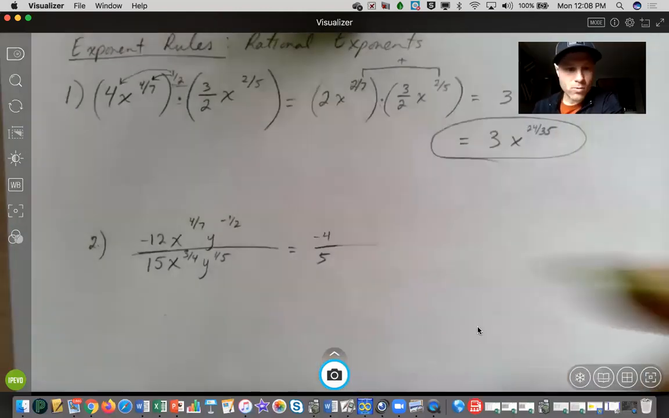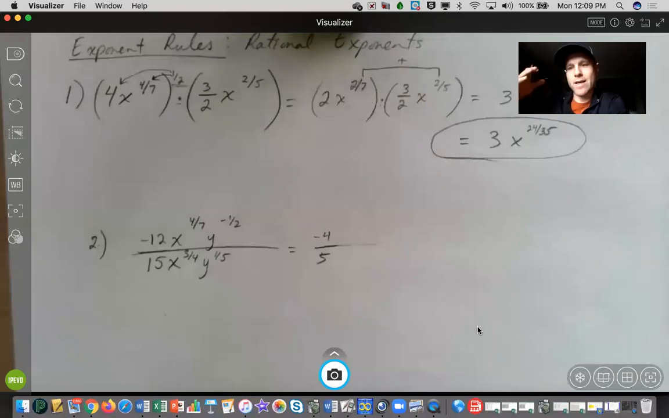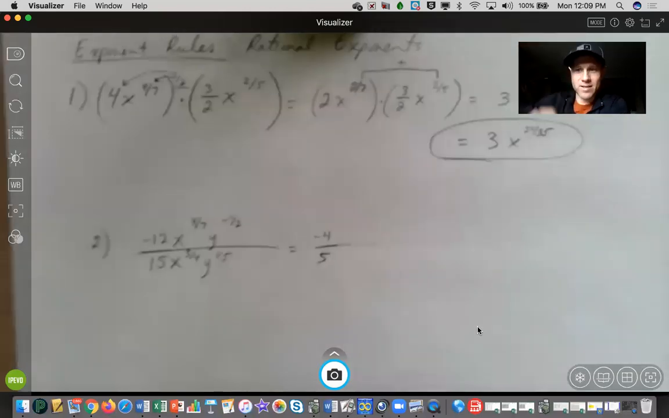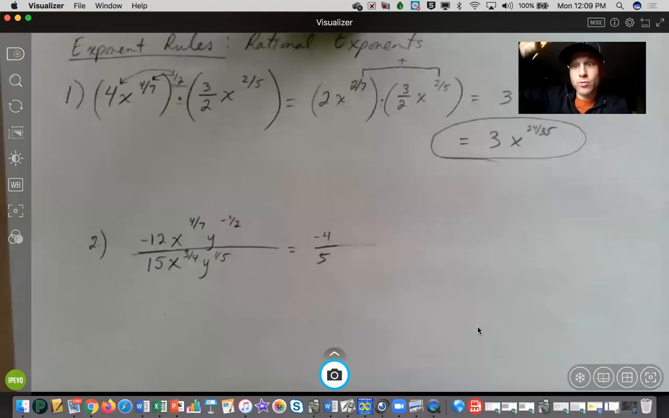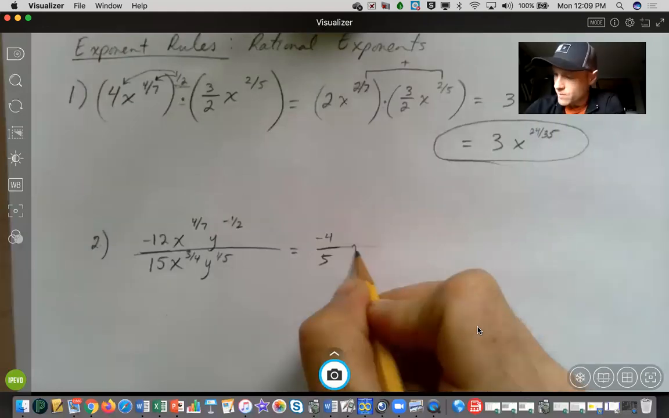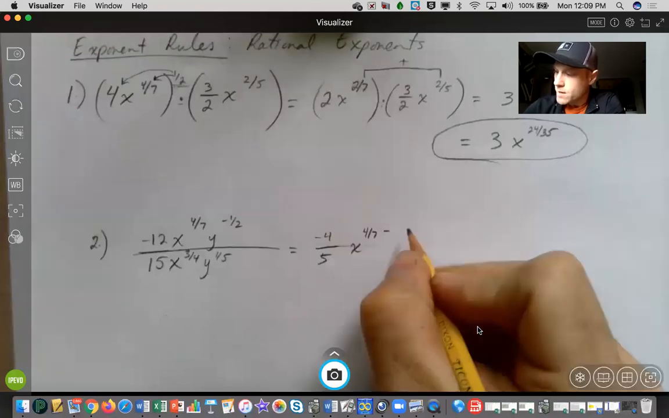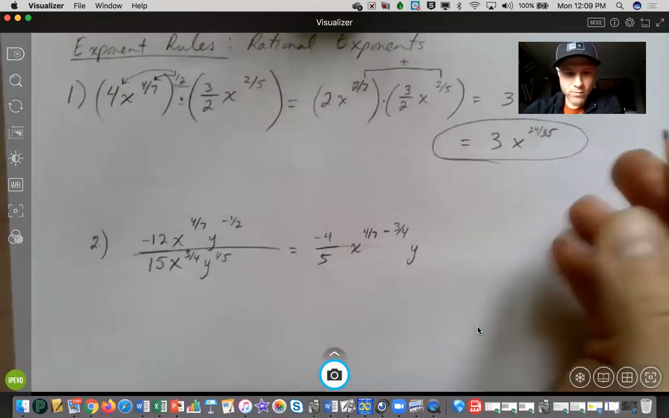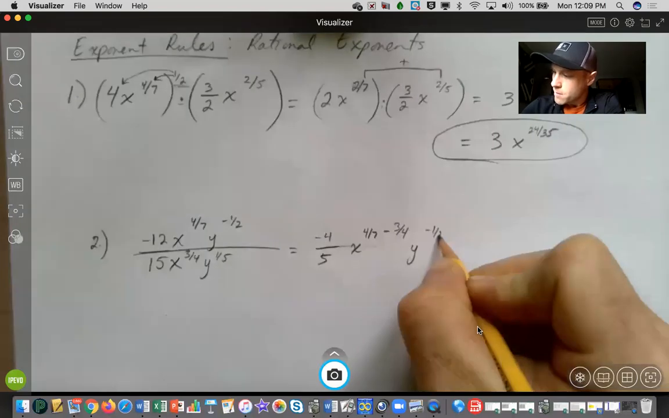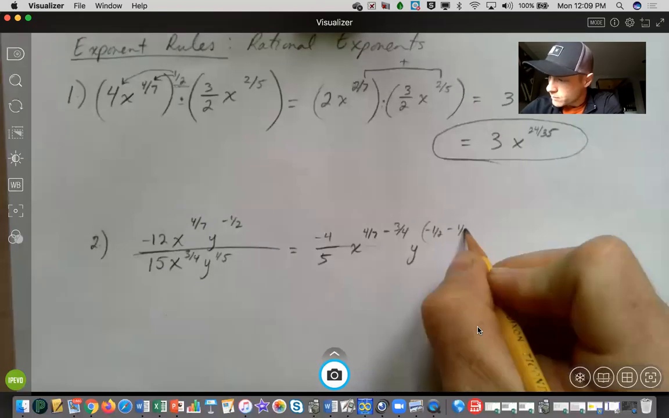I'm going to shorten up that bar a little bit, because the next thing I'm going to do is use the exponent rule for a quotient. When we have a quotient, usually we subtract the top amount minus the bottom amount, right? The top is usually the bigger amount. That doesn't always happen because sometimes there's more of that variable in the denominator. So here in this case, we'll just write it out as x to the 4/7 minus 3/4. And then we have our y's, which is -1/2 minus, I'm going to put parentheses around this because it's looking a little funky, 1/5.